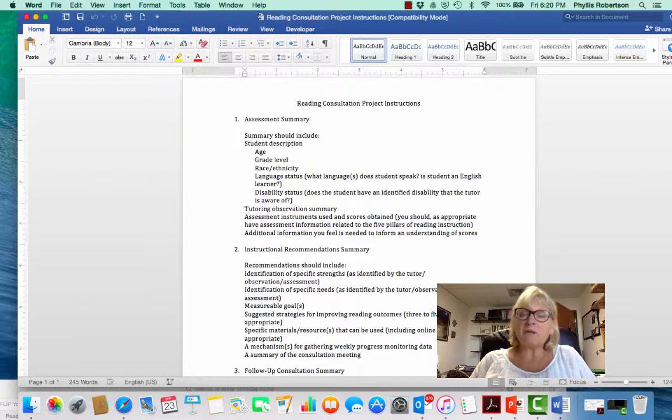You've got the DIBELS. Some of you may have access to the DRA. If you have questions about how to do that, please let me know. But you're going to need to be able to take text. You're going to need to look at those benchmarks for whatever assessment you're using. And you're going to need to find the highest level at which the child is reading quickly enough with enough accuracy to be considered on level. And that's where you're going to start instruction in the area of fluency.